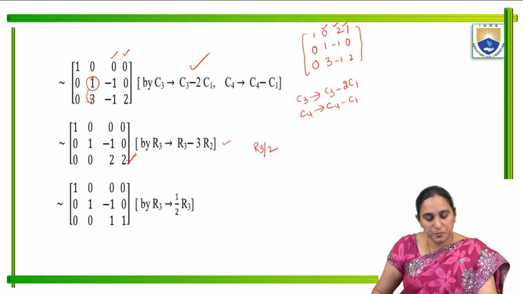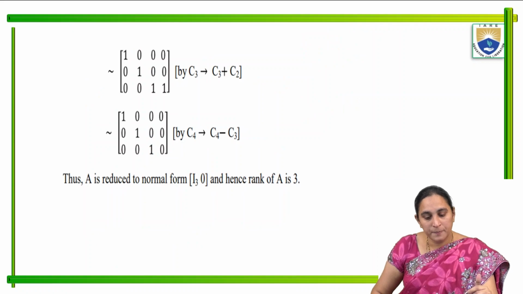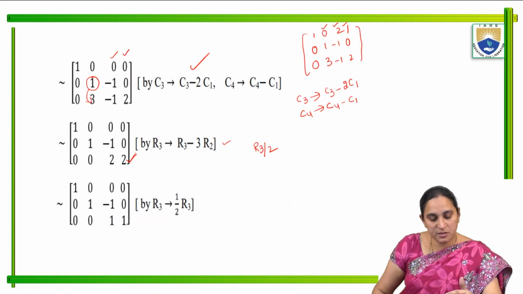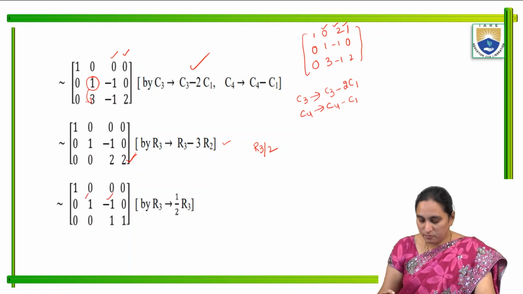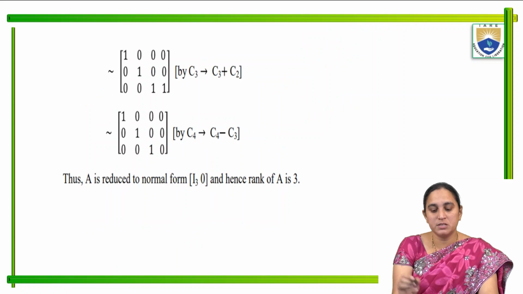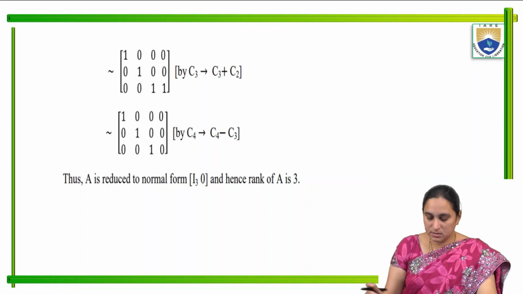And next possibility, what about the next possibility? Here I'll take a column operation. Once observe, with respect to C2, I'll make the minus 1 as 0. For that, what about the column operation? C3 tends to C3 plus C2.